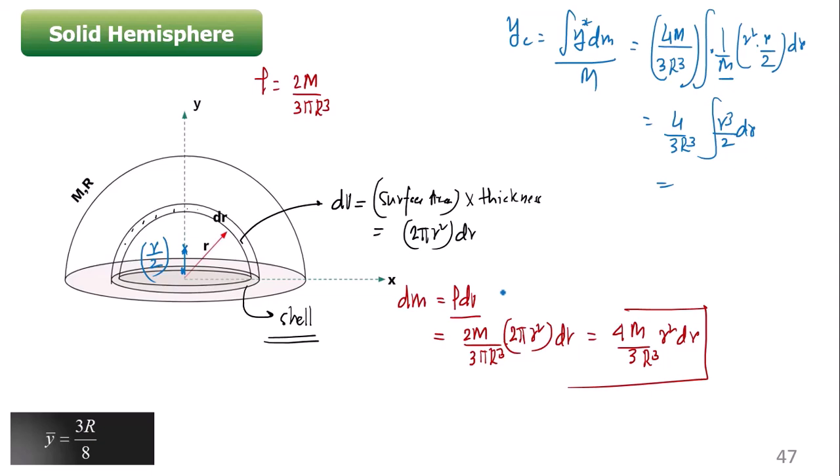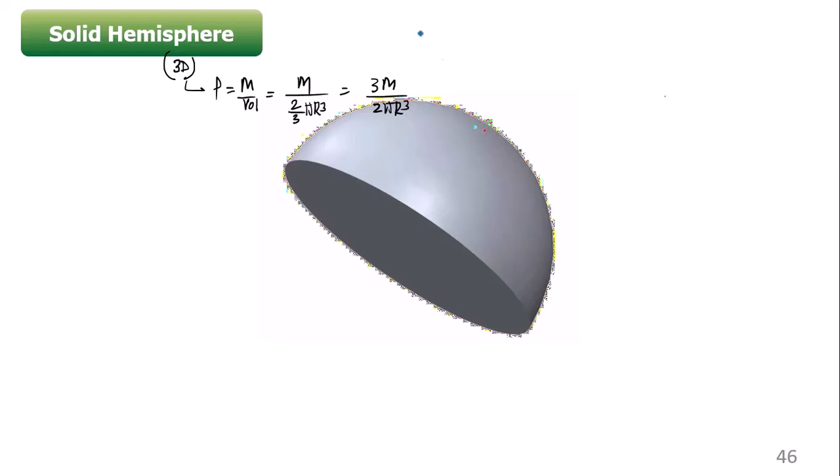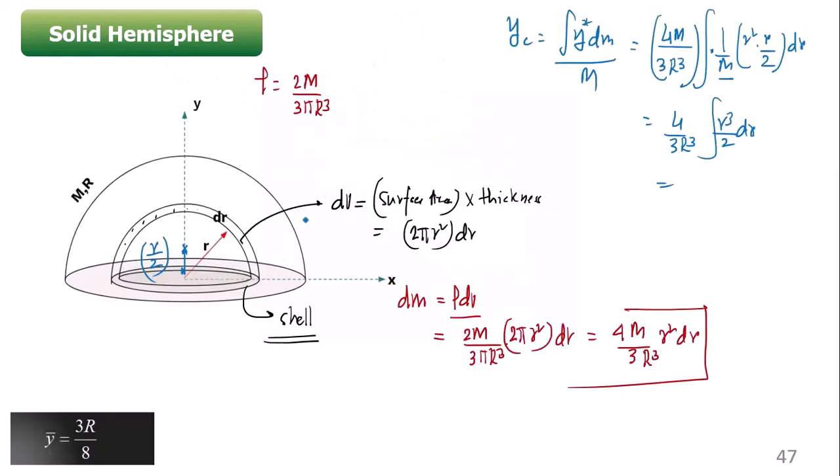In the numerator, rho is not 2m by 3 pi R cube. It is 3m by 2 pi R cube. That is the correct value. So once I use this 3m by 2 pi R cube number, the 2 pi cancels out. So ultimately I am getting 3m by R cube into r square dr. That is correct. That is the dm number.